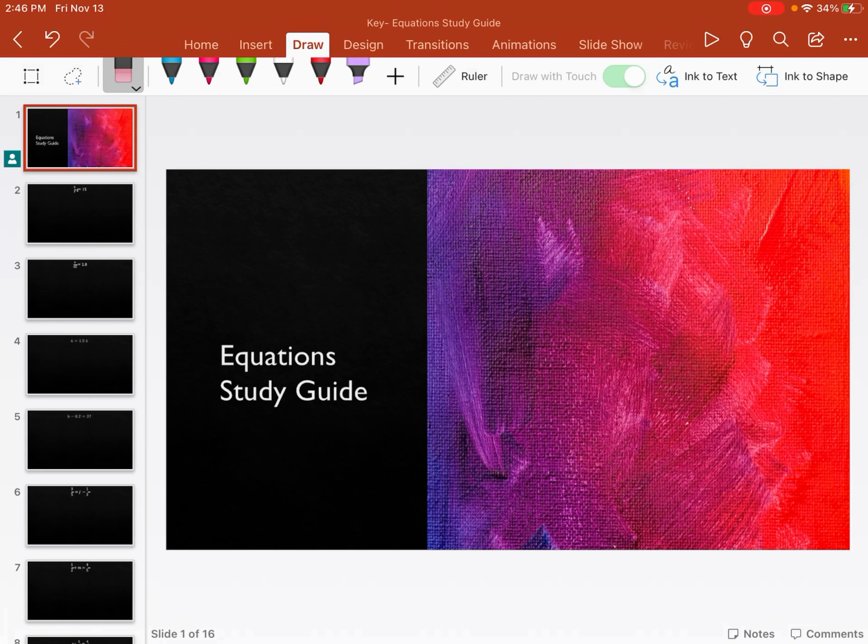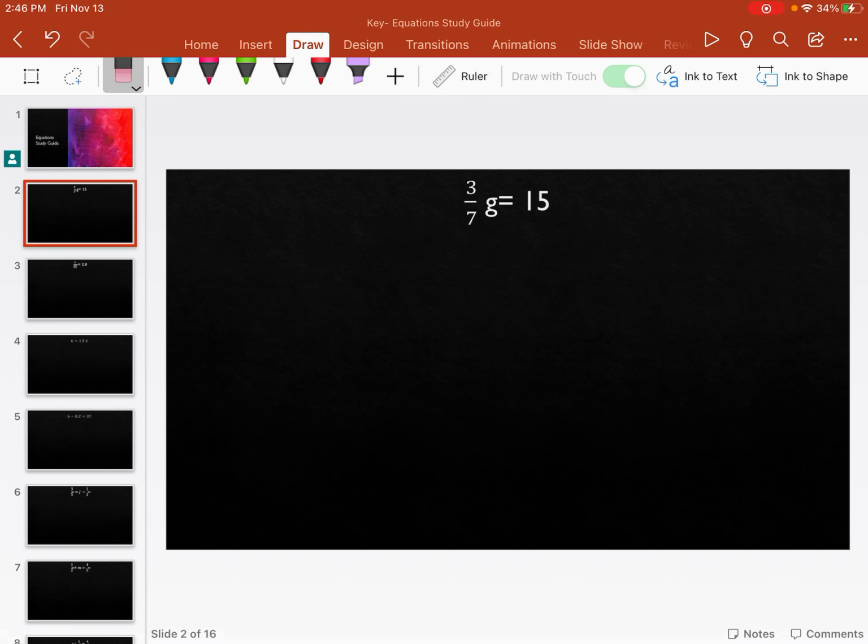Hey guys, in this video, we're going to do an equations study guide. So for this first one, we have 3/7 g equals 15. So we're going to draw a line down the middle. 3/7 is being multiplied by g, so we're going to divide by 3/7 on both sides.